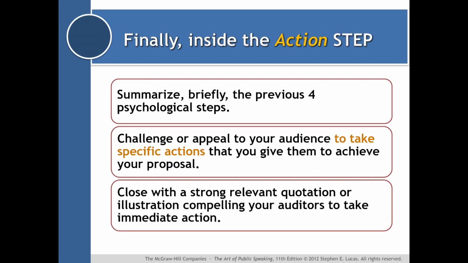And then finally, inside the action step, you summarize briefly the previous 4 psychological steps. You already have the attention, and then you have the need, and then you have the solution or the satisfaction, and then you have the visualization. So you summarize briefly on each step, and then you challenge or appeal to your audience to take specific actions that you give them to achieve your proposal. Means that you want them to move, to do something about this, okay?